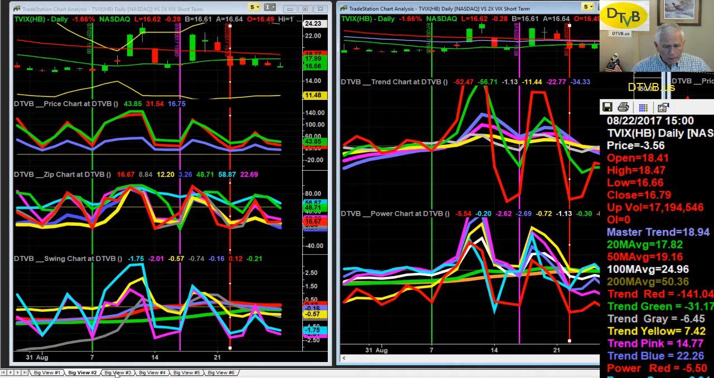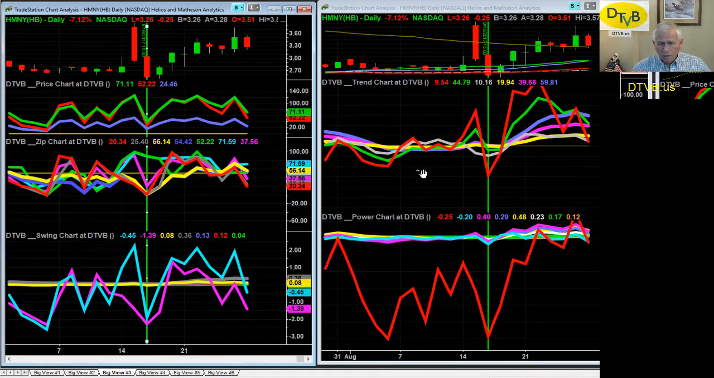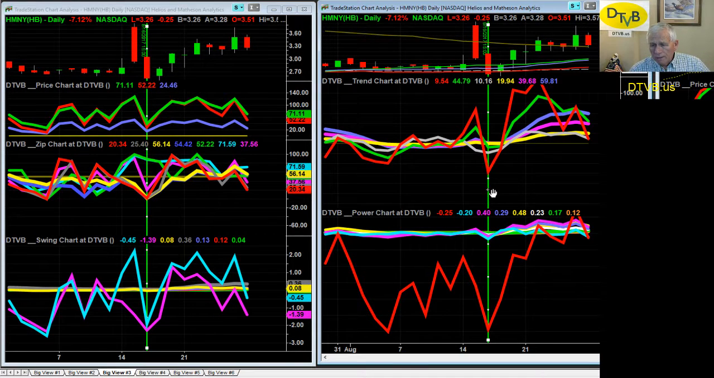But I wanted to point those out, I spotted those, and those are examples of how and why it does not work. Here we have power red and trend red both in a very low position. In this particular case, trend red is at minus 56 and power red is at minus 5.8. Remember, power red can only go down to minus 6. So power red is almost at the very bottom of what's happening here.